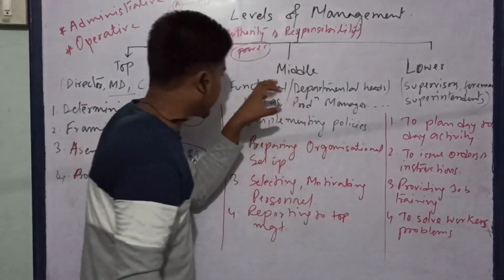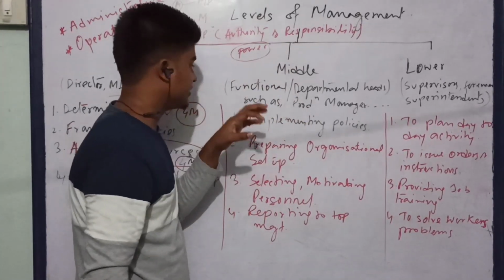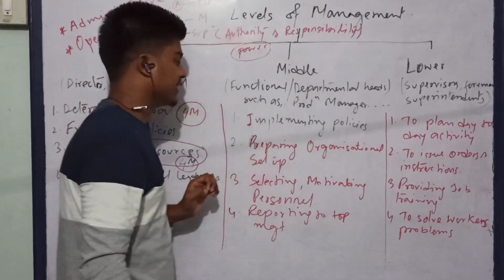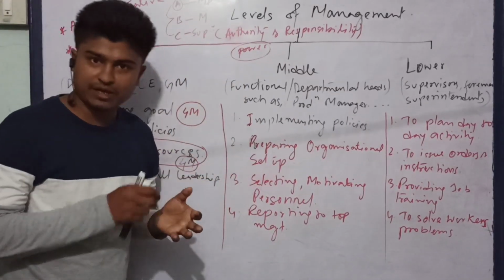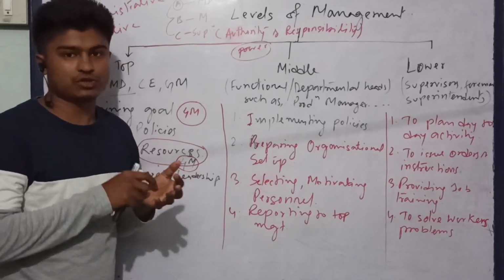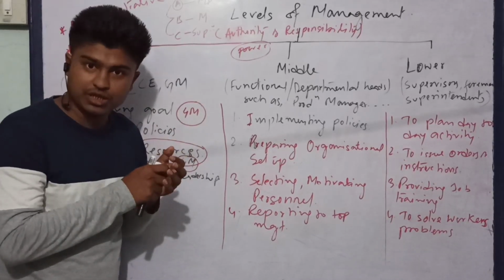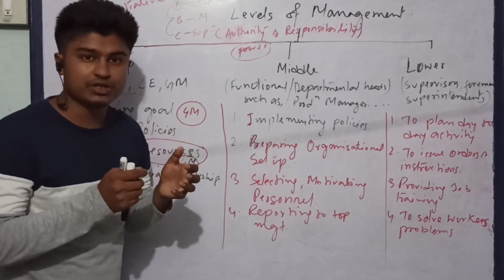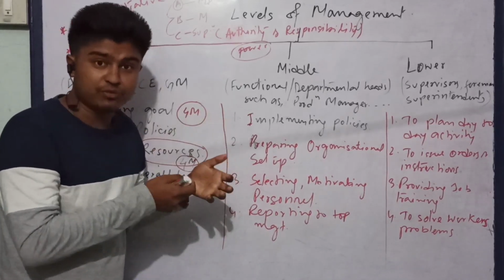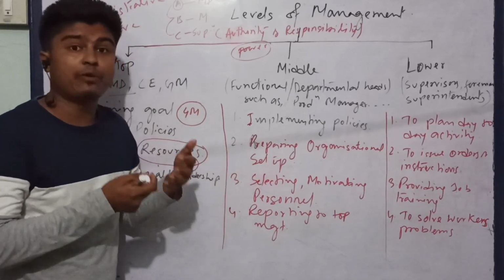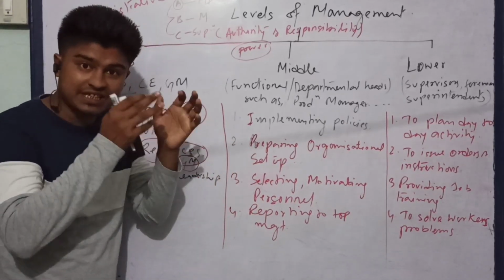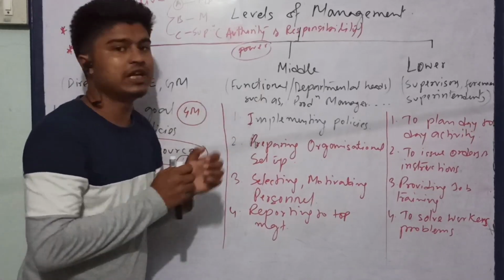Suppose, as I have already told, under middle level management there are generally the departmental heads. It is the duty of departmental heads to arrange the personnel, that means to arrange the resources: what resources should be used in the month of January or February, and how many workers should work in a particular shift. These are the decisions taken by middle level management.